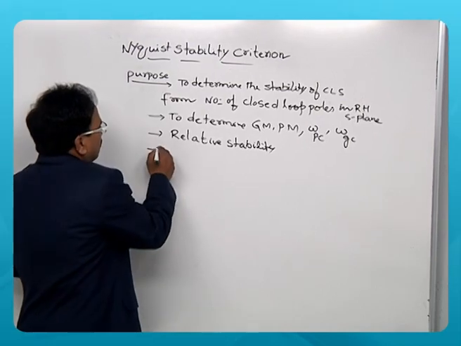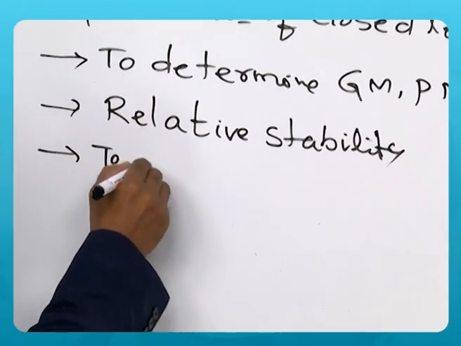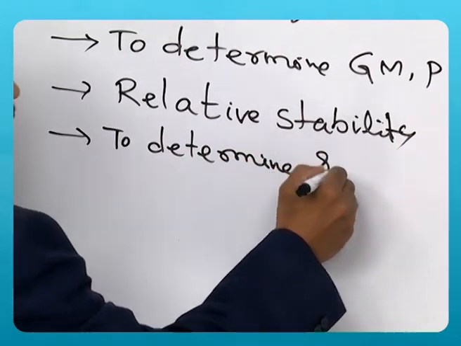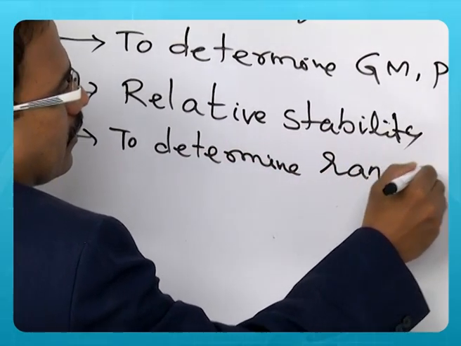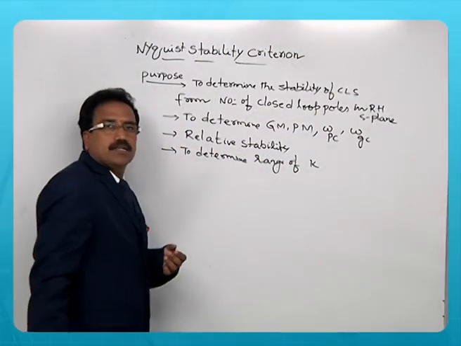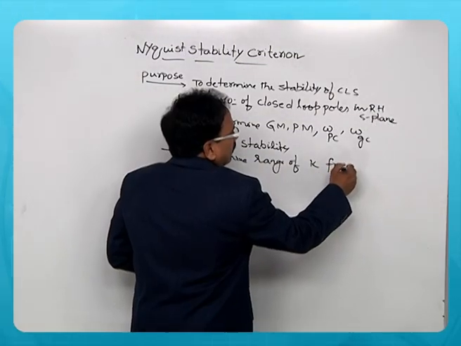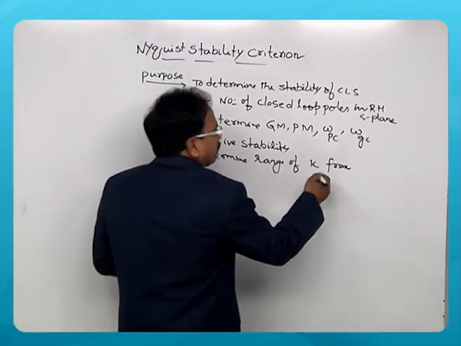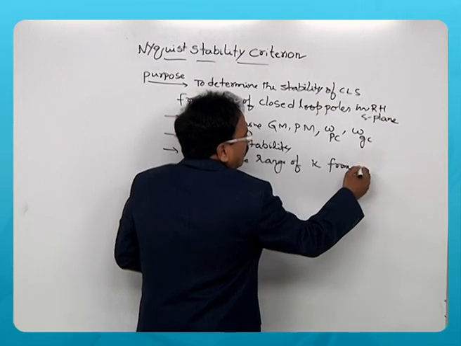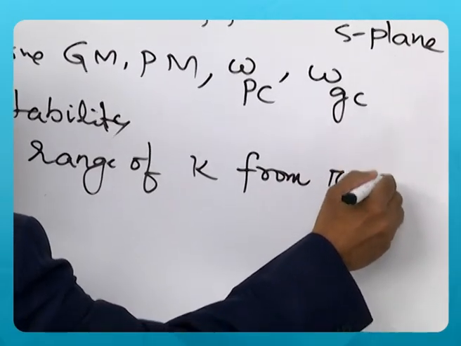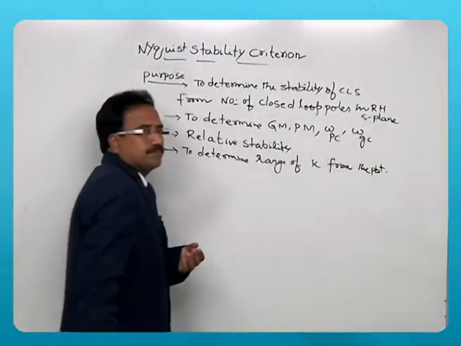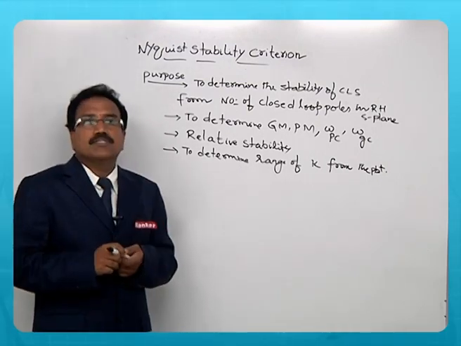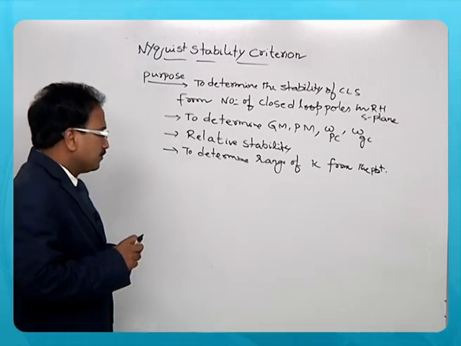and further we can determine the range of k, that is the gain constant, from this plot, the range of k value from the plot. So we have this many advantages from the Nyquist stability criteria.